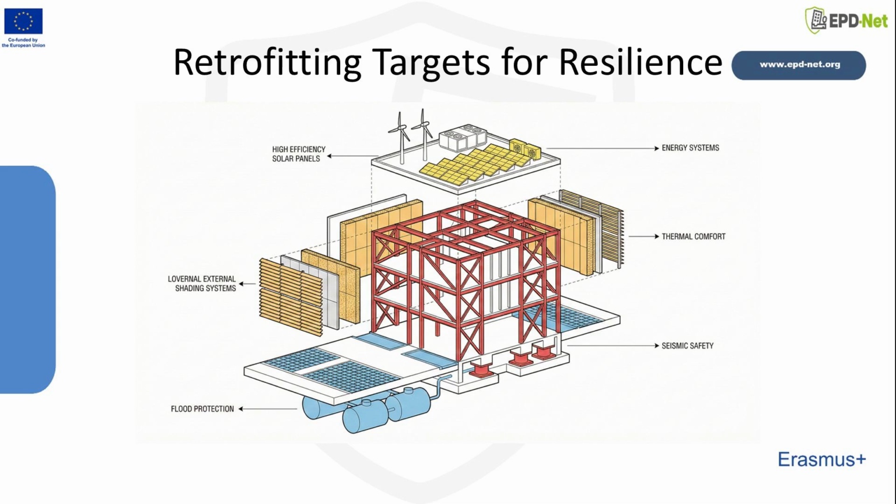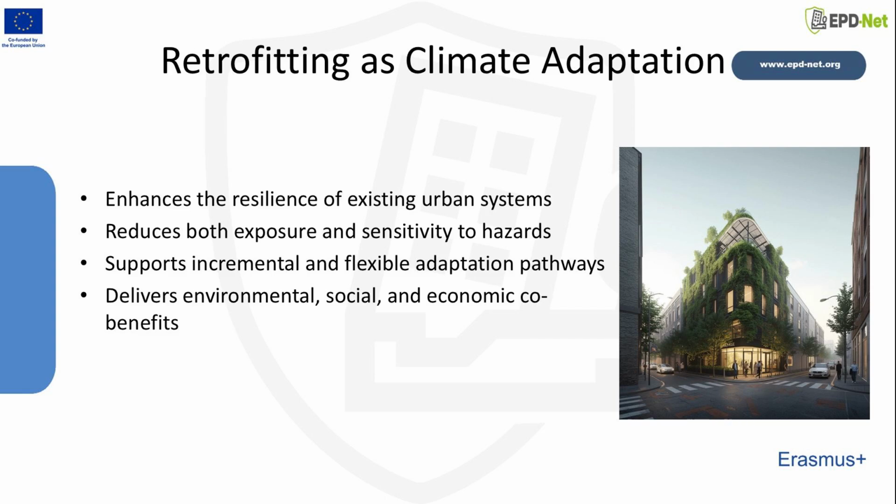These targets are interconnected, but each city will emphasize them differently depending on its hazard profile, climate conditions, and the characteristics of its existing built environment. Retrofitting is more than a technical repair, it is a strategic form of climate adaptation. By upgrading the existing urban system, retrofit actions can reduce both exposure and sensitivity to hazards, particularly in areas that are already under pressure. In this way, retrofitting helps cities respond to present climate risks while preparing for future uncertainty.